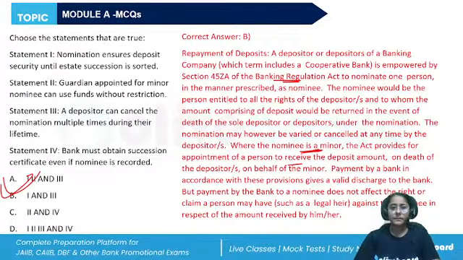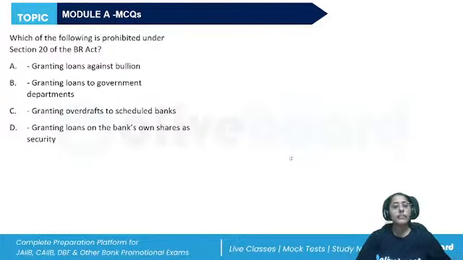All right. Okay. Which of the following is prohibited under Section 20 of the Banking Regulation Act? Granting loans against bullion, granting loans to government departments, granting overdrafts to the scheduled banks, or granting loans to the bank's own shares as security. So these are the regulations on loans. So which of the following statements are correct?